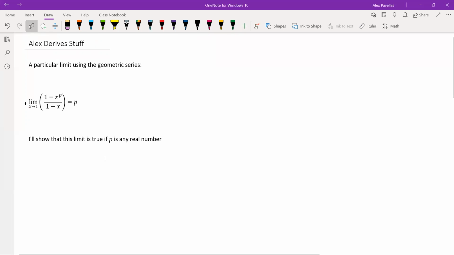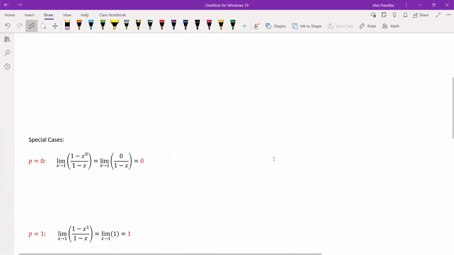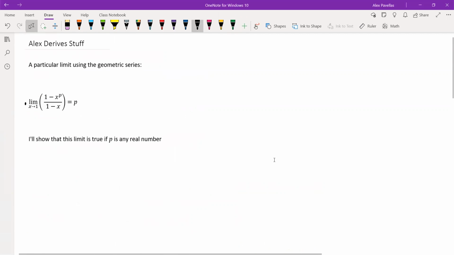Well, let's go back down and look at the p equals 2 case, and see what we did right here. For the p equals 2 case, the big thing that we had to do was factor this 1 minus x times 1 plus x. And what that's equivalent to is using a finite geometric series. So the finite geometric series is this.